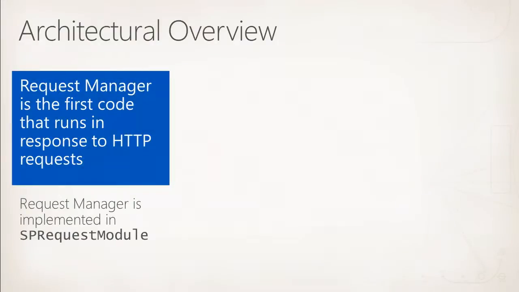So the request manager is the first code that runs in response to HTTP requests once this is turned on. We can enable routing or disable routing by a configuration property, but this will always run if we don't do that. And this is implemented in the SP request module. So there is a little bit of impact there once we start the service.